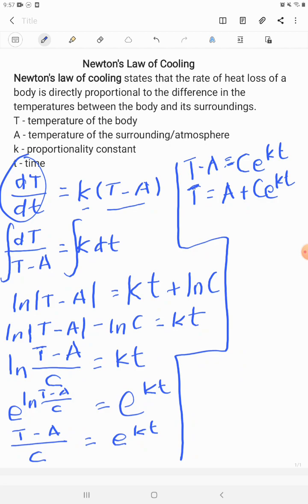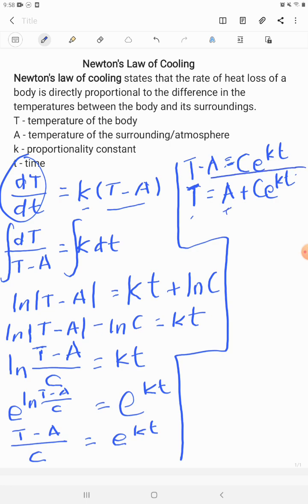Now this means that if we have the temperature of the surrounding, and we are going to look at the temperature of the body at a specific time t, at any time t, we can already find that missing temperature if we only know these values.